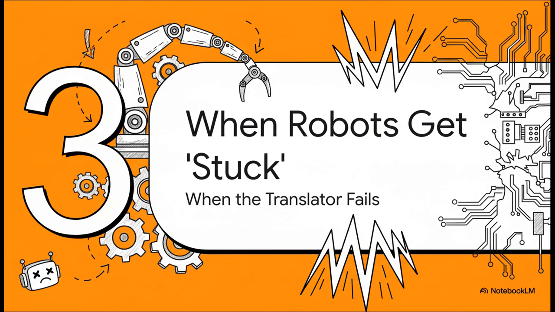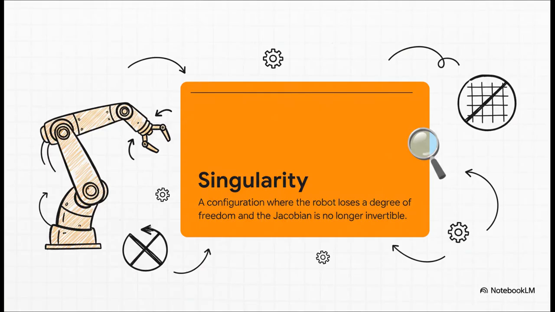And this brings us to Section 3, when robots get stuck. This failure has a name. It's called a singularity. A singularity is just a specific posture where the robot basically loses its ability to move in a certain way. It loses a degree of freedom. In the math world, this means the Jacobian matrix just kind of breaks. It becomes impossible to solve our equation.